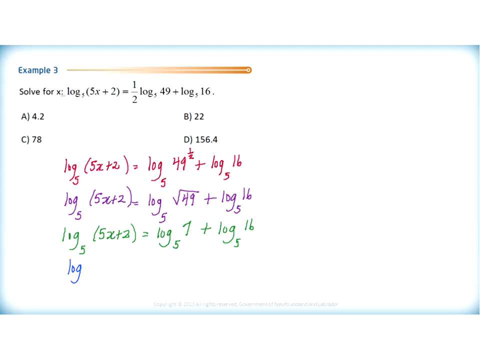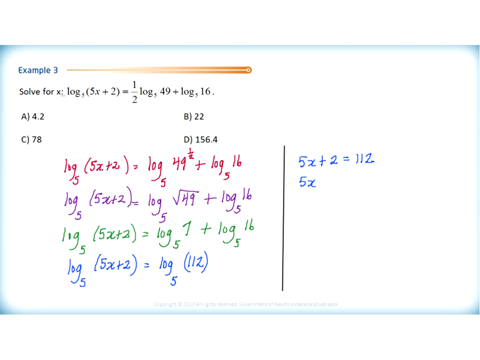So we can rewrite that as a log of a product. We have the log of 5x plus 2 to base 5 on the left, and 7 multiplied by 16 is equal to 112 on the right-hand side with a base of 5. Remember that if the log of L is equal to the log of M to base 5, then L must equal M. So we can now conclude that 5x plus 2 is equal to 112.